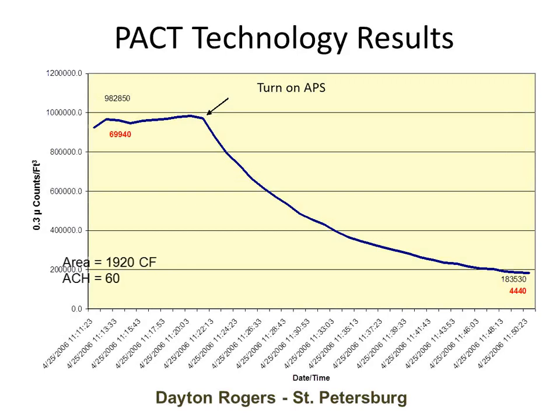Now, a couple unique applications. This one happened to be an area of about 2,000 square feet with a 60 air change per hour. And that's quite a high air change per hour, but you can see that they had about a million particles of 0.3 microns per cubic foot. After about 30 minutes of turning on this pack, and they had a portable one in the space, it got down to about 183,000. So that's quite a reduction.